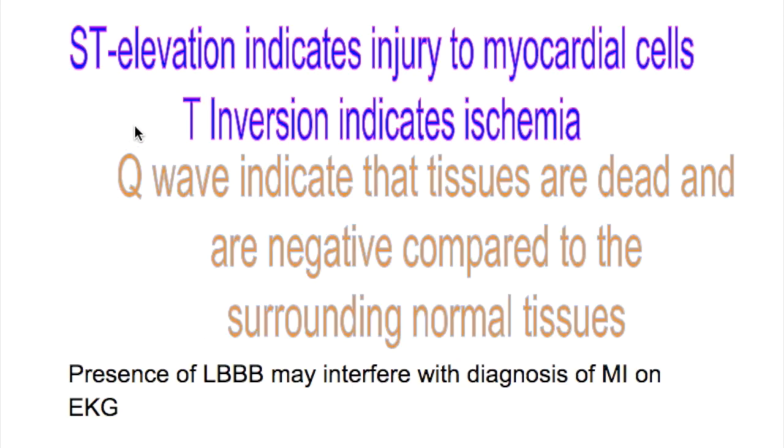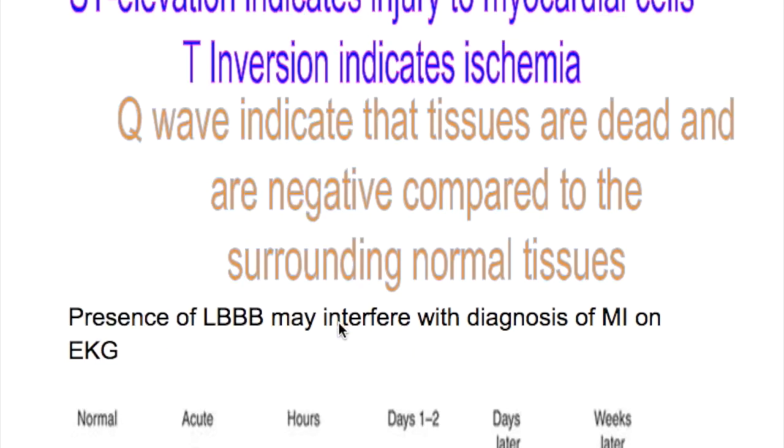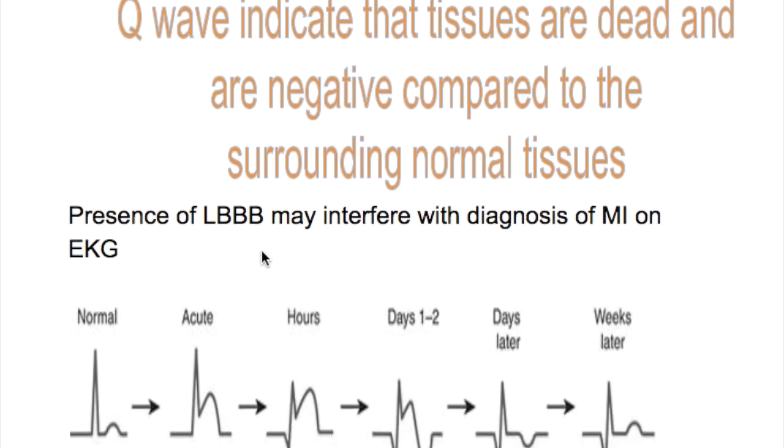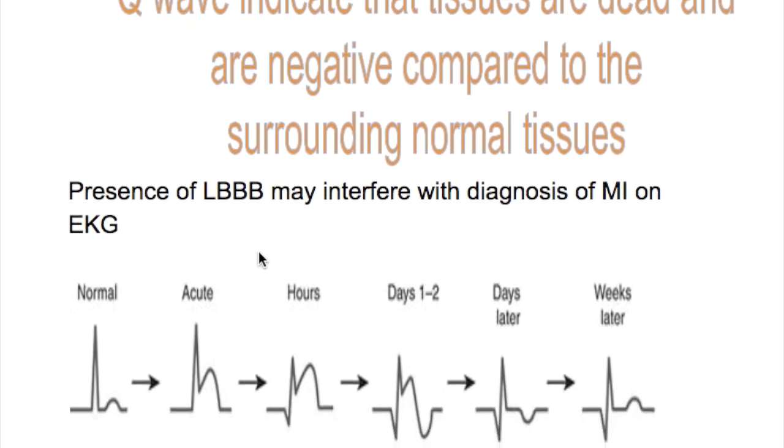What do ST elevation, T inversion, and Q wave mean? ST elevation indicates injury to the myocardial tissues. T wave inversion indicates ischemia, and Q wave indicates the tissues are dead and are negative compared to the surrounding normal tissue. That's why it gives a negative deflection. Presence of left bundle branch block may interfere with diagnosis of myocardial infarction on EKG.